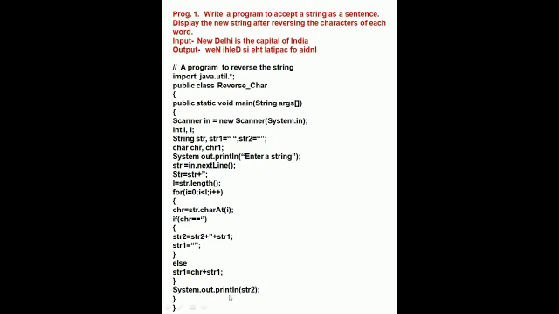Now System.out.println new string after reversing, that will be the string str2, so we will print this string str2 here. We have opened 1 curly bracket here and 1 curly bracket here, so there are 2 curly brackets, and we will close 2 curly brackets here.